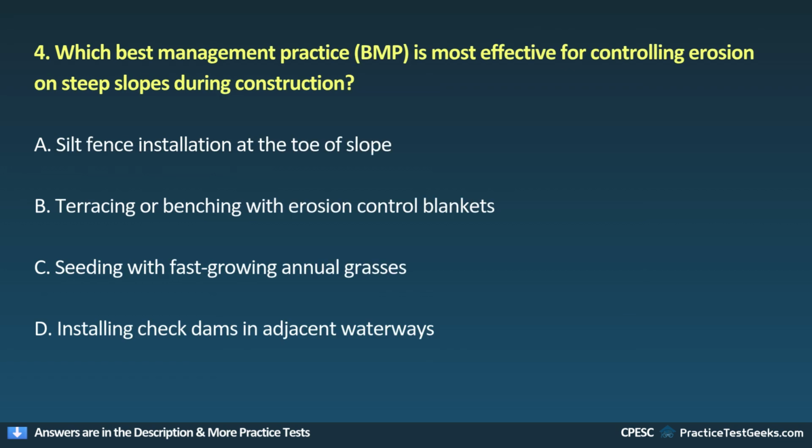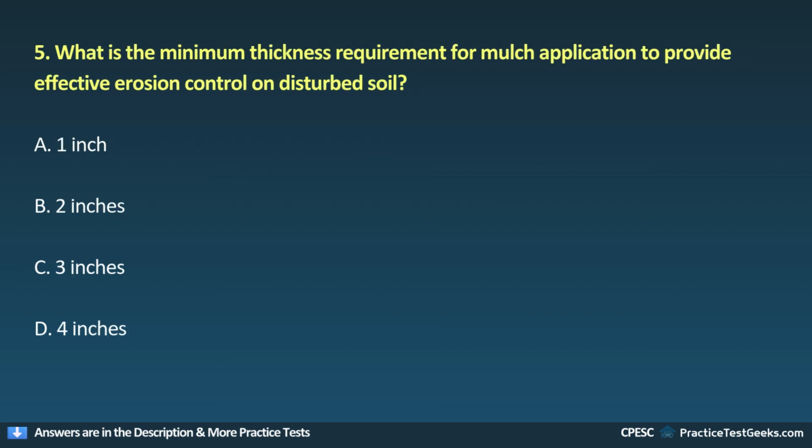4. Which best management practice, BMP, is most effective for controlling erosion on steep slopes during construction? A. Silt fence installation at the toe of slope. B. Terracing or benching with erosion control blankets. C. Seeding with fast-growing annual grasses. D. Installing check dams in adjacent waterways.